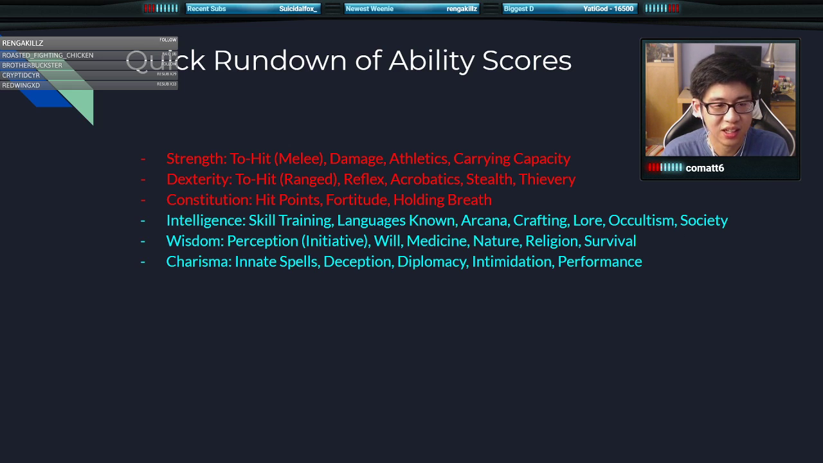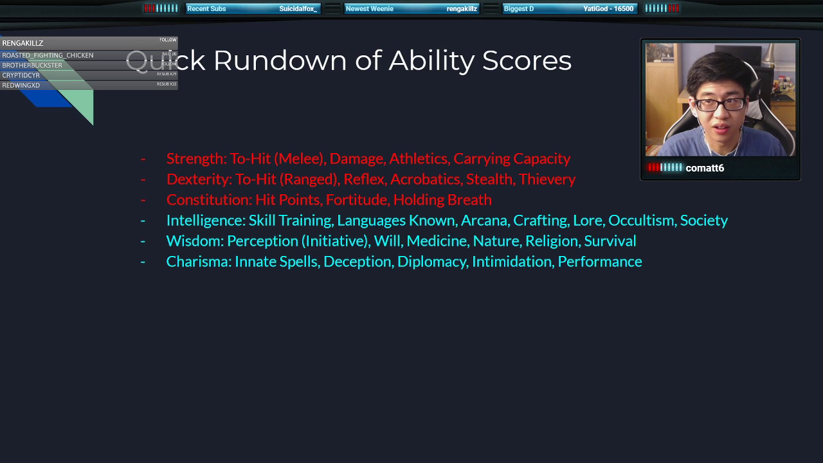Constitution doesn't affect any skills, but it does affect something very important, your hit points. Every time you gain a level, including first, you will add your Constitution modifier to your hit point total, and it applies retroactively. So if your modifier goes up from +2 to +3, you would gain 3 hit points at every level as opposed to 2, and you'd have to go back and correct that.